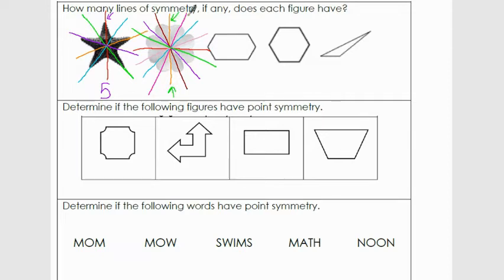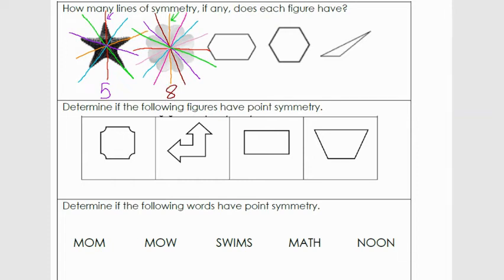So I have orange 1, pink 2, light blue 3, light pink 4, red 5, green 6, purple 7, maroon 8. And when I get back to the orange, I know that I've counted them all. I'm not going to count the orange twice because I already counted it at the top. So that'll be 8 lines of symmetry.